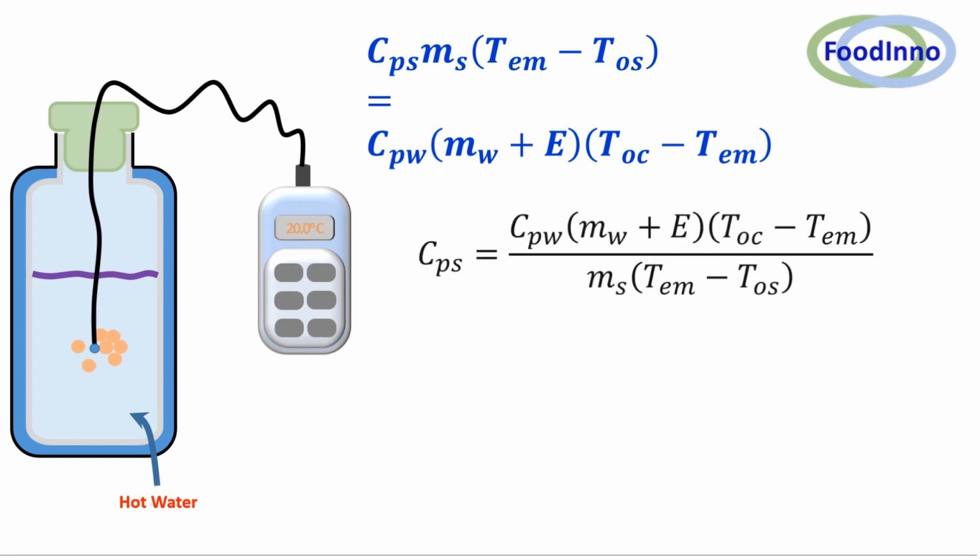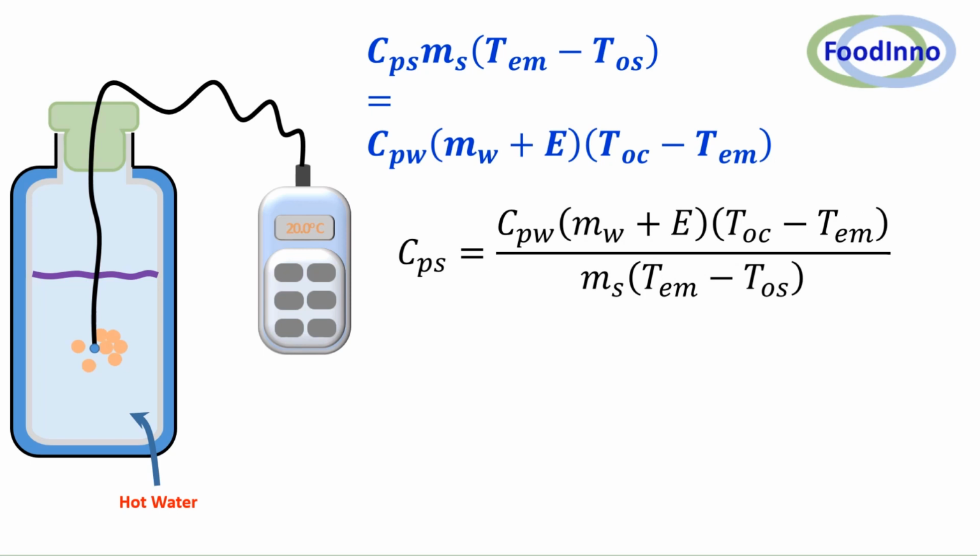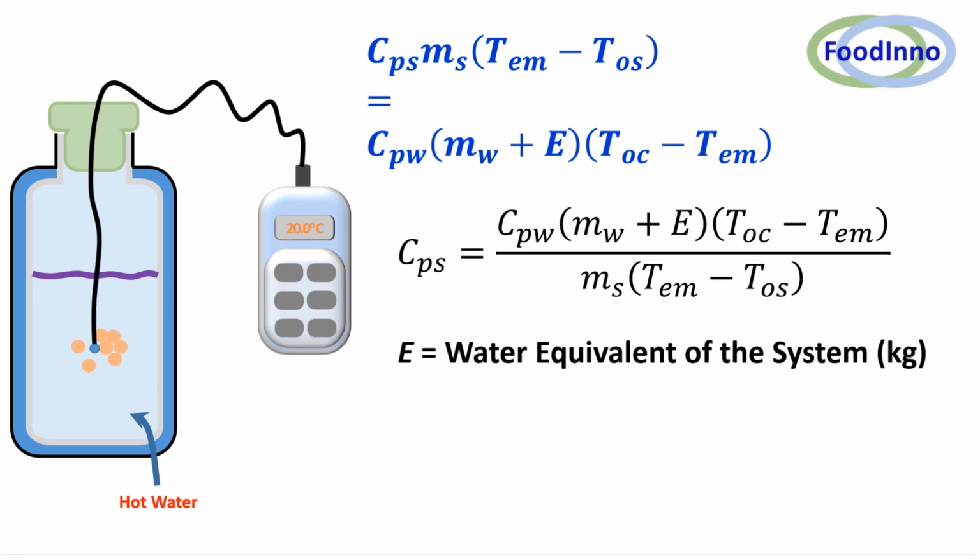The specific heat of the sample can be determined from the above heat balance equation as Cps equal to Cpw times (Mw plus E) times (TOC minus TEM) divided by Ms times (TEM minus TOS), where E is the water equivalent of the system in kilogram.